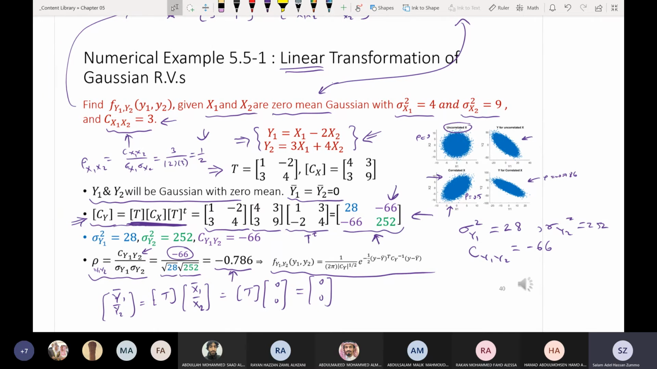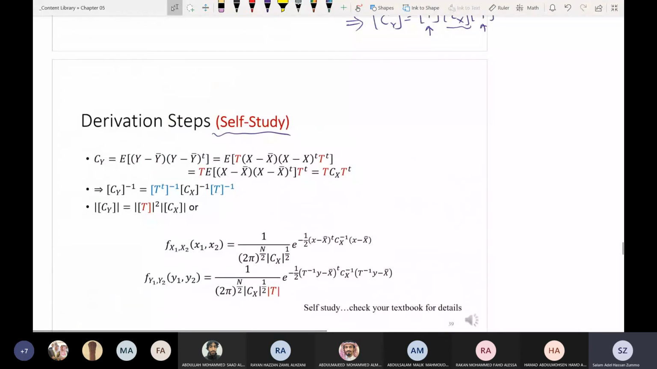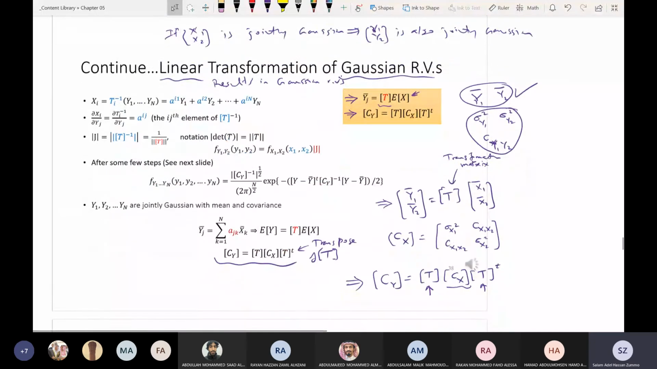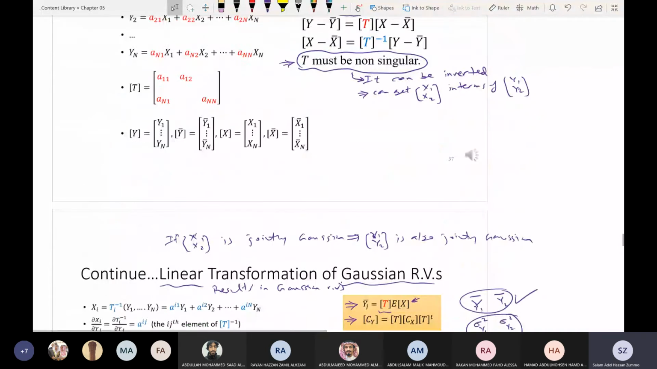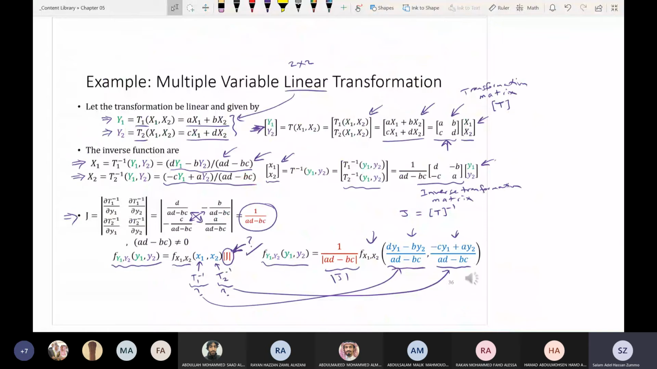Is it clear, guys? It's very important to understand this. We have already discussed some complicated transformations, but mainly we'll focus on the linear transformation of the Gaussian. And if I give you multiple transformations, you need to be able to find this Jacobian and calculate this, what we have done here.